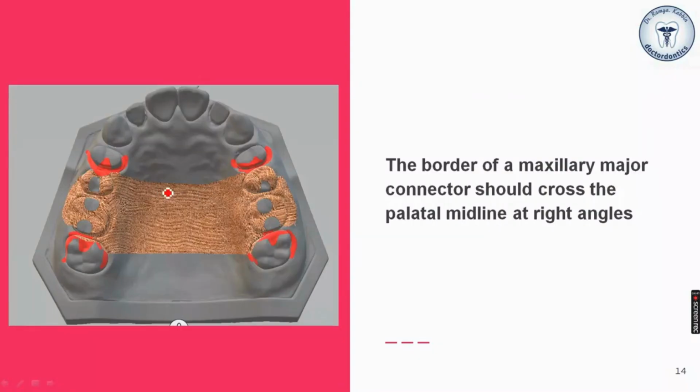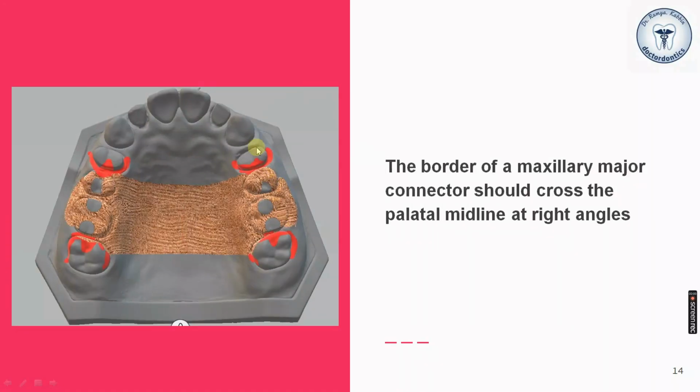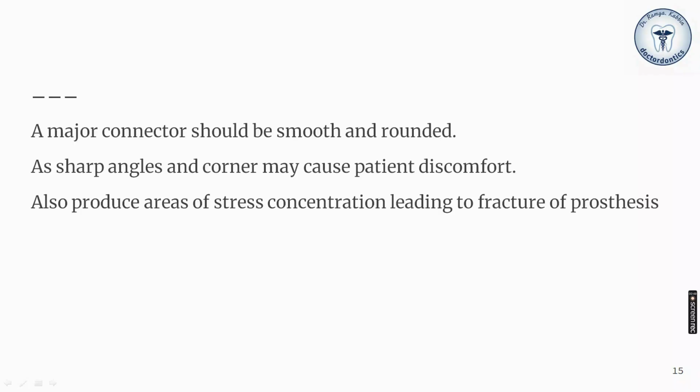Next, the border of the maxillary connector should cross the midline at a right angle like this. Consider this as one plane, okay, and it should end at right angle like this. Here you can see it is ending exactly. Why should the connector cross the palatal midline at right angle? Because it will avoid damage to underlying soft tissue. The major connector should be smooth and rounded, as sharp angles and corners may cause the patient discomfort. They also produce areas of stress concentration leading to fracture of the prosthesis.